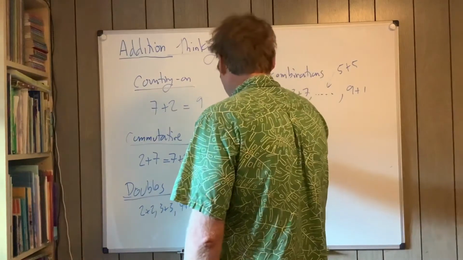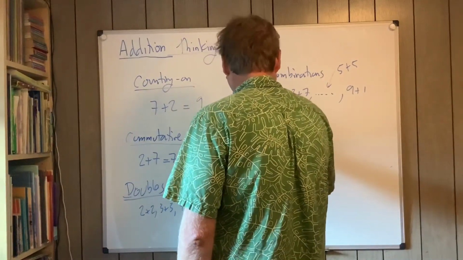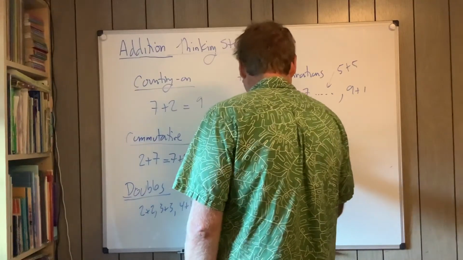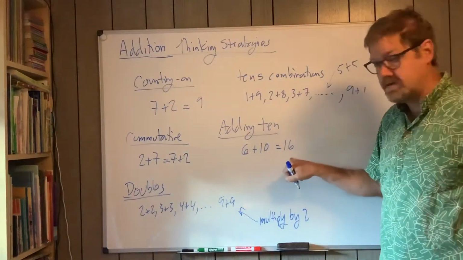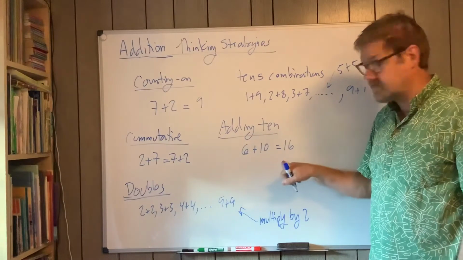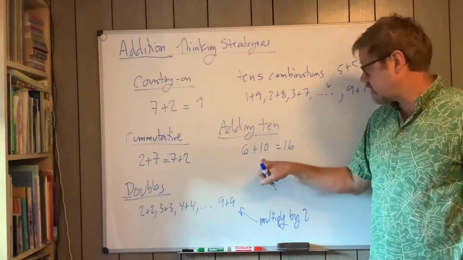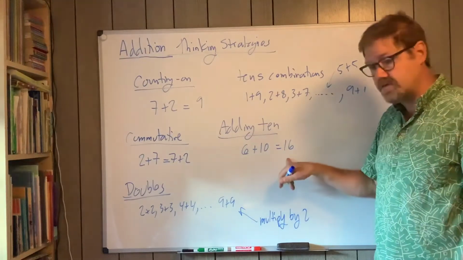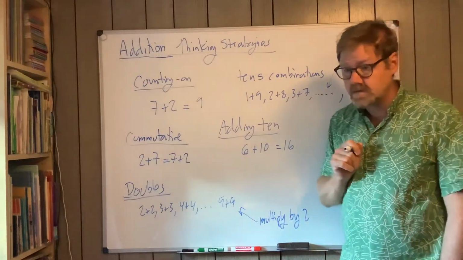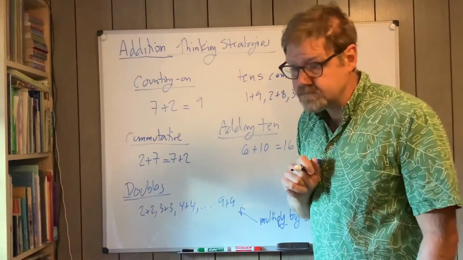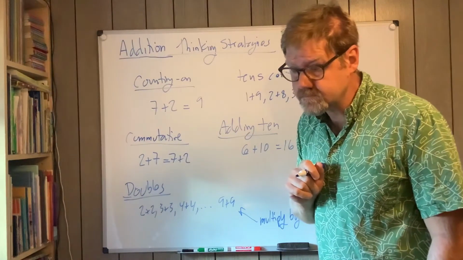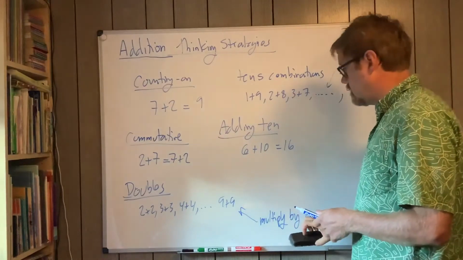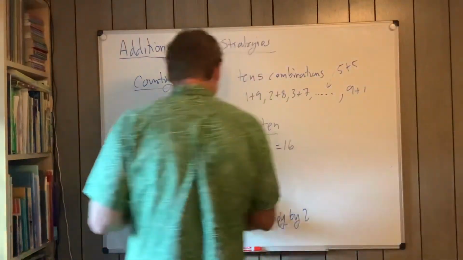Let me just throw in adding 10 here. All right, 6 plus 10 is 16. So it's a fairly straightforward method, but it's also leading into place value right away.